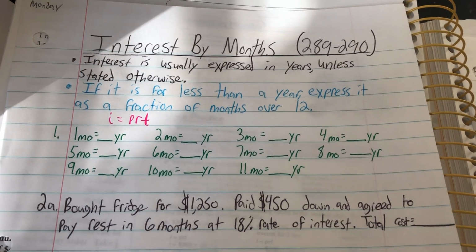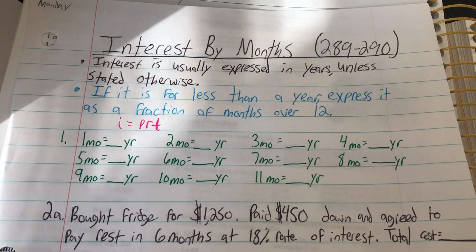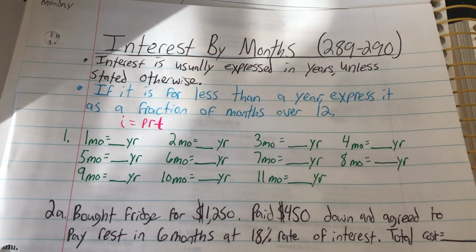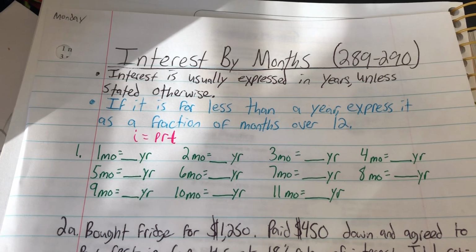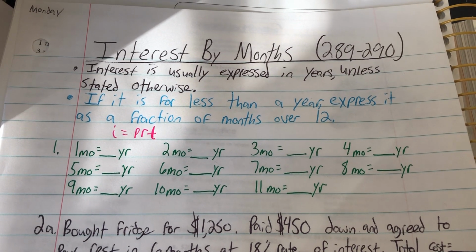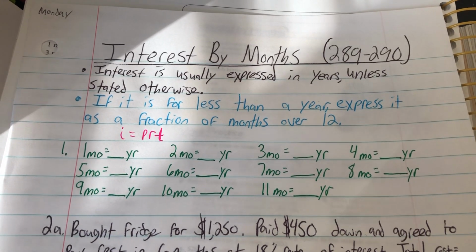Today for math, we're going to be talking about interest by months. We did the interest formula for if it's by years the other day, but today it's by months. So interest is usually expressed in years unless stated otherwise. If it is for less than a year, express it as a fraction of months over 12. So let's say if it's 1 month, it'd be 1 over 12.